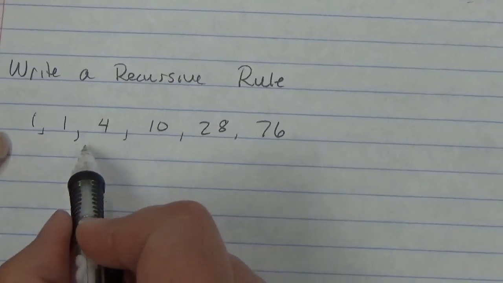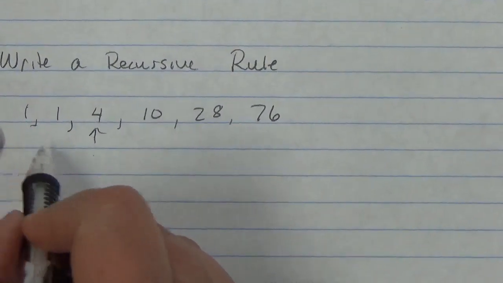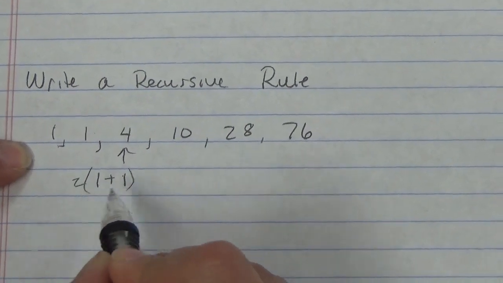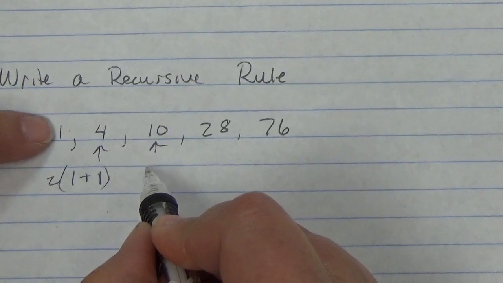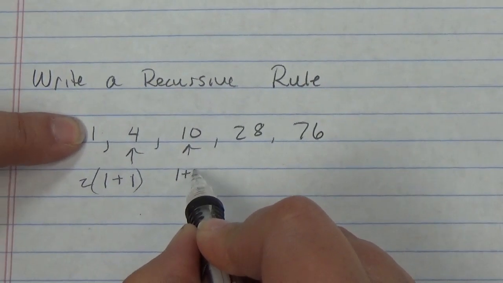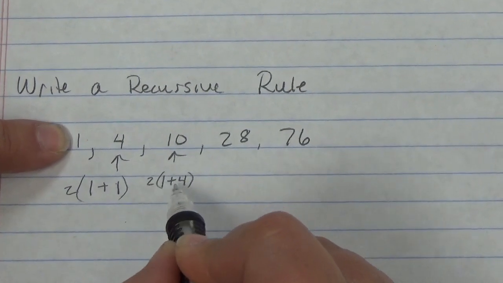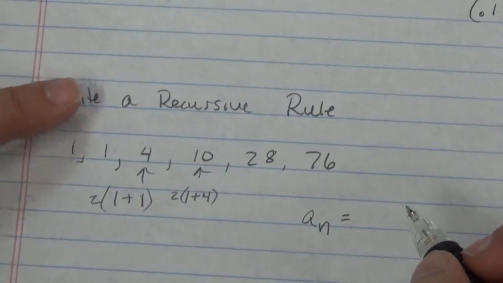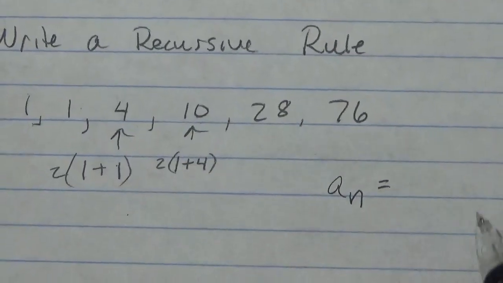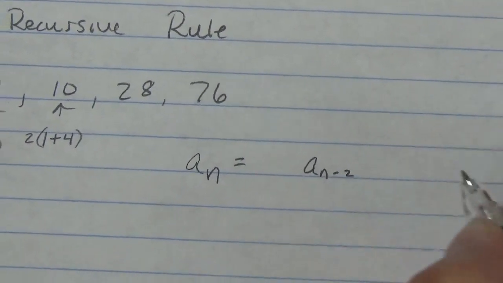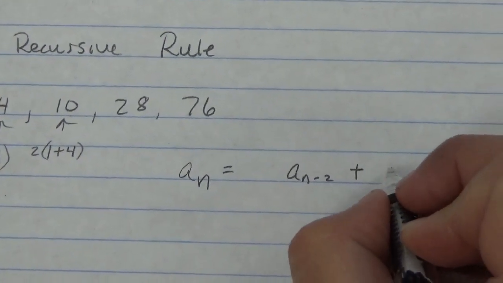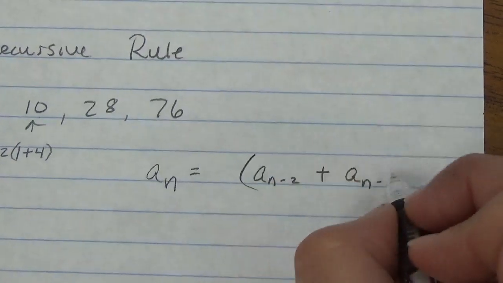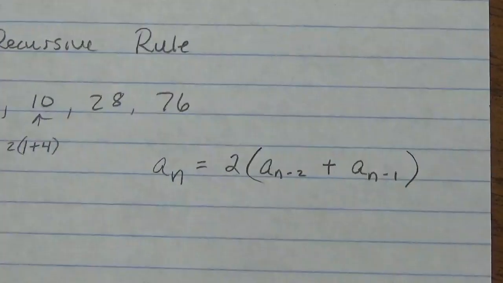So the rule to get this term would be to take this term plus the one before it, times 2. To get this one, I would take the 2 before it plus the 1 before it, times 2, and that would give me that. So my recursive rule would be this. Take the term 2 previous, a sub n minus 2, add the term previous, which is a sub n minus 1, and then take the answer to that times 2.